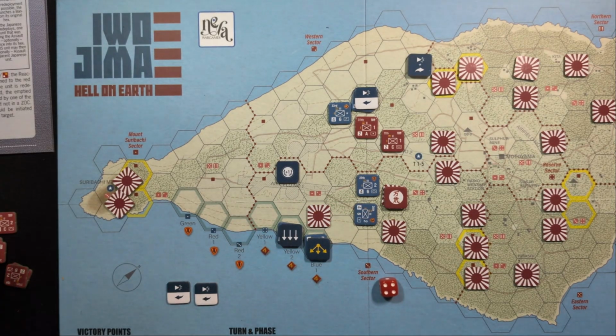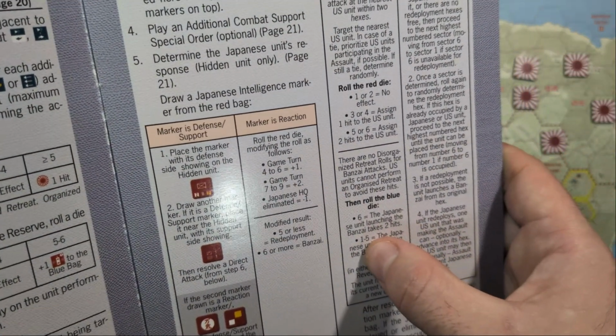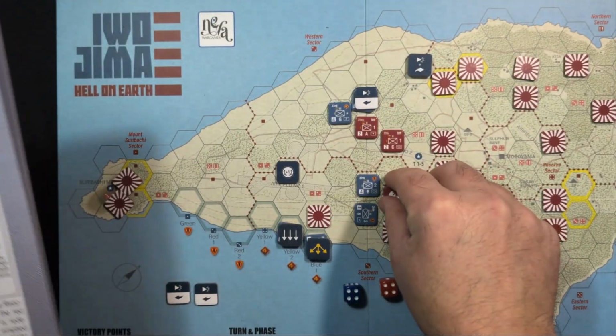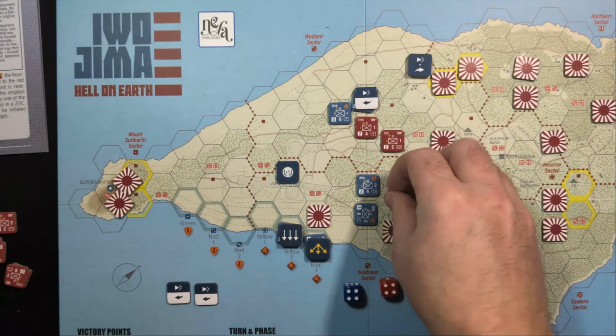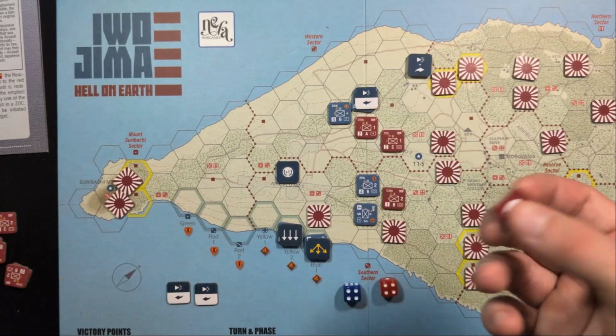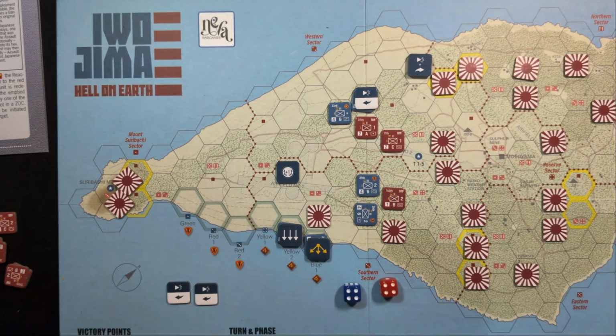Then you have to roll immediately a blue die. That's the reaction for the US units, 4, and it says with a 6 the Japanese unit takes 2 hits. If you roll 1 to 5, the Japanese unit launching the banzai takes 1 hit. So in this case, the unit is going to be revealed, taking 1 hit, and the action is it goes back to the intelligence bag, so you can keep preparing the attack.